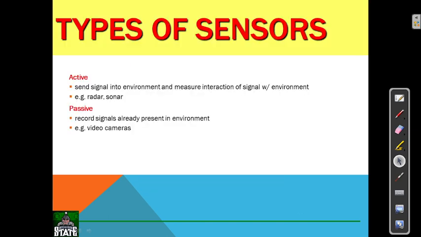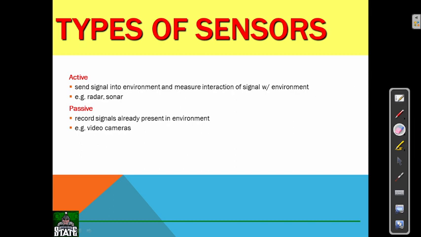Then the types of sensors. What are the types of sensors there? The first one is the active sensor and the other one is the passive sensor. What is the meaning of active sensor? It sends a signal into the environment and measures the interaction of the signal with the environment. For example, radar or sonar, those are all active sensors.